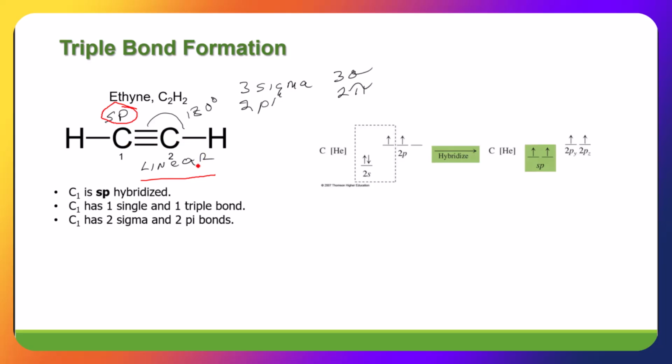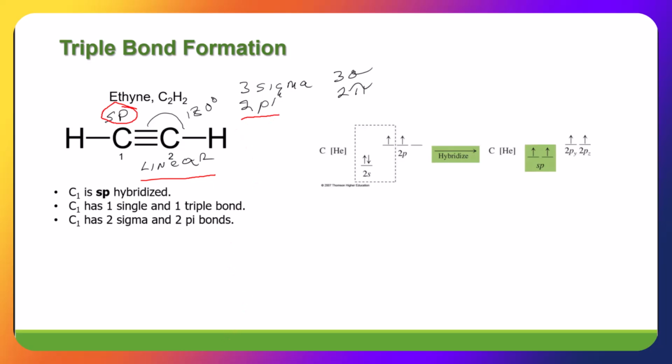So let's take a look at this. So we've got a 180-degree bond angle. We've got linear electron and molecular geometry. There's no non-bonding electrons. I have 1, 2, 3 sigma bonds, but it's a triple bond, so I get 2 pi bonds out of the triple bond.